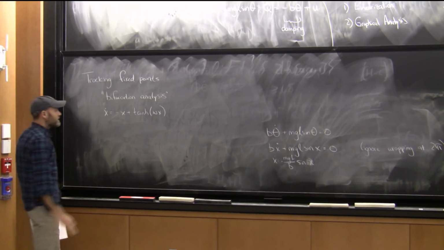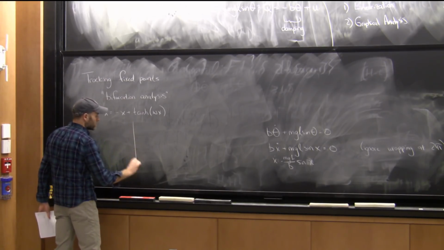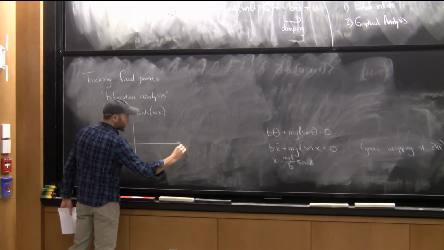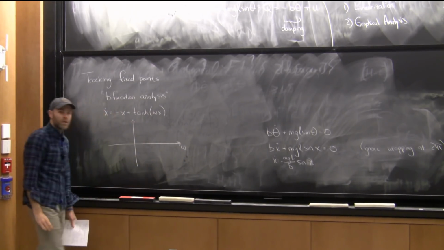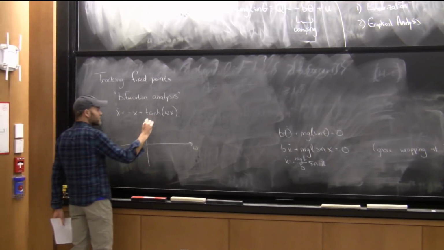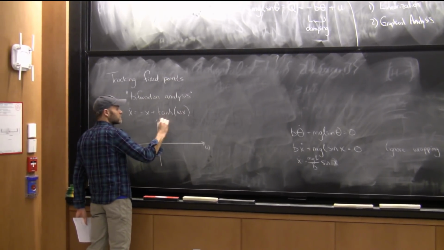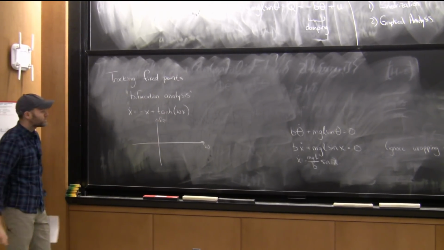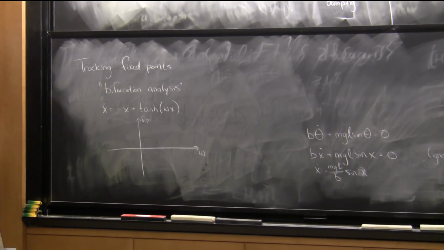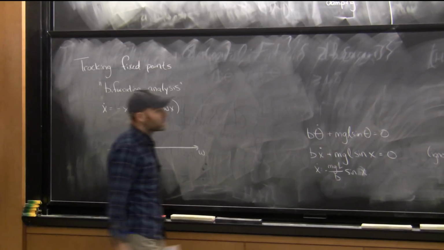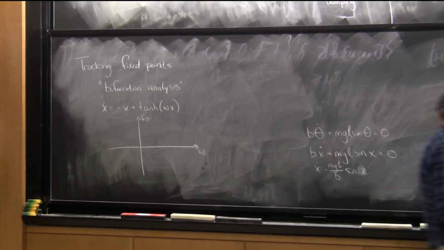I would make a plot. Let's take the parameter w, and what I could do is say as a function of w, I'm going to plot the location of my fixed points. So remember, the slope of that line is w right at the origin.